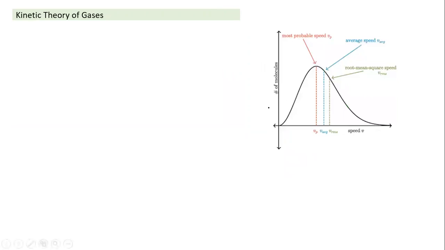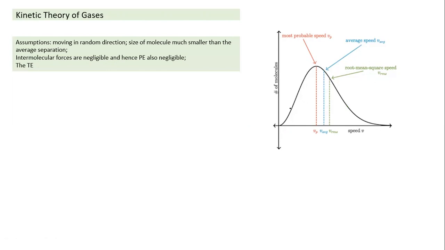Now coming to kinetic theory of gases, there are only 3-4 points to be understood. What are the common points we need to understand here? The assumption is, yes, they are moving in random directions. The size of a molecule is much smaller than the average separation. And because the separation is large, intermolecular forces are negligible. Thus, the potential energy also is negligible.